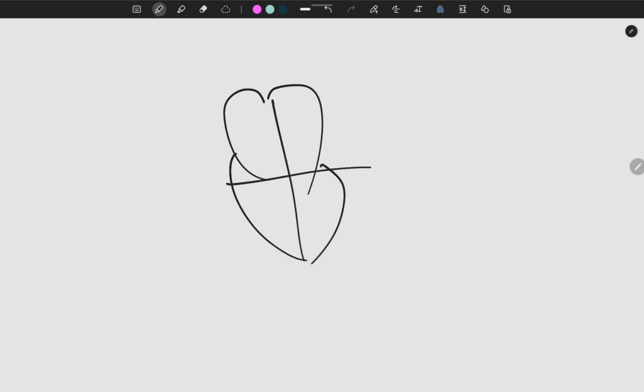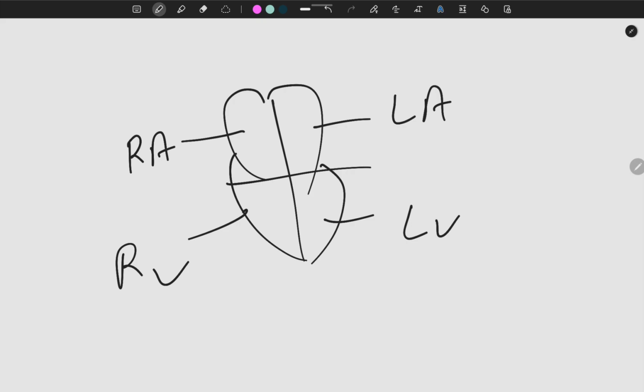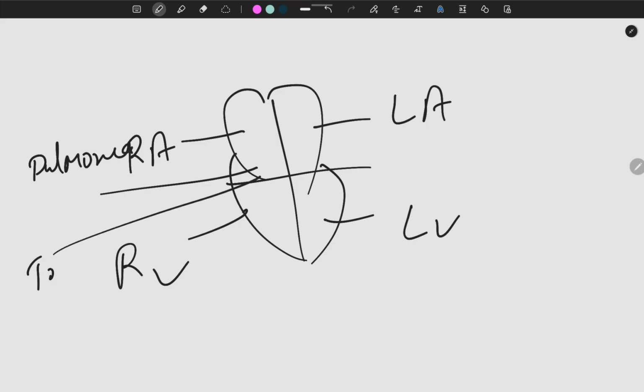So the next one is the chambers of the heart. Okay, so this is the heart. We have four chambers: the right atrium, left atrium, right ventricle and left ventricle. The right side of the heart consists of the pulmonary valve and tricuspid valve. The tricuspid valve is present between the right atrium and right ventricle. The blood comes from the right atrium to the right ventricle through the tricuspid.